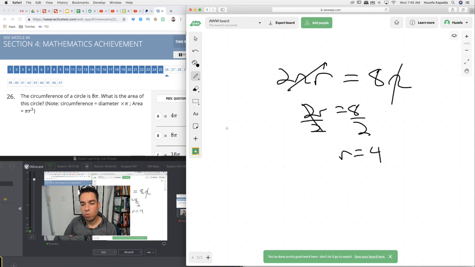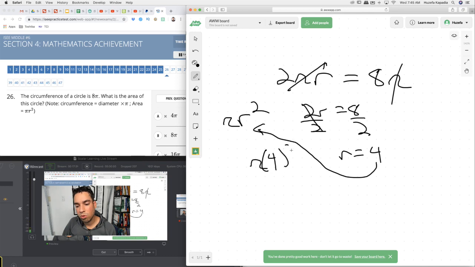Radius equals 4. If the radius equals 4, now the area is pi r squared. Plug this in for radius. Pi times 4 squared, which is 16 pi.